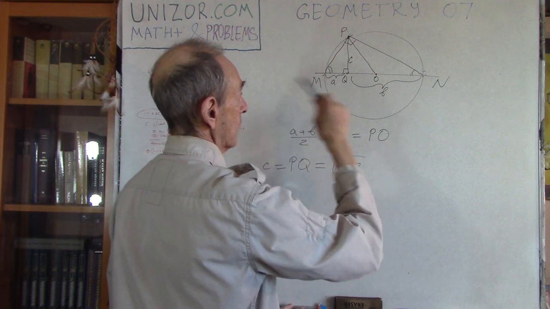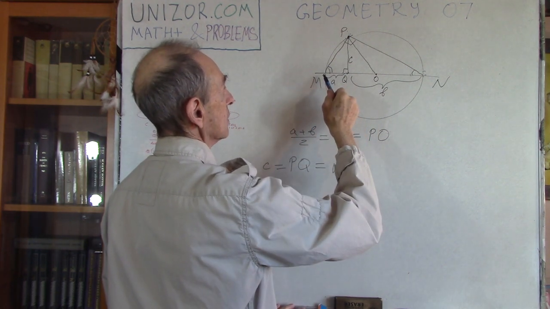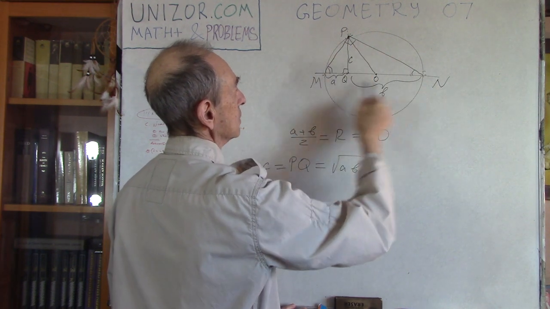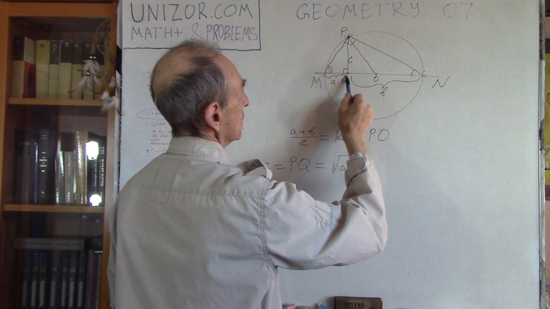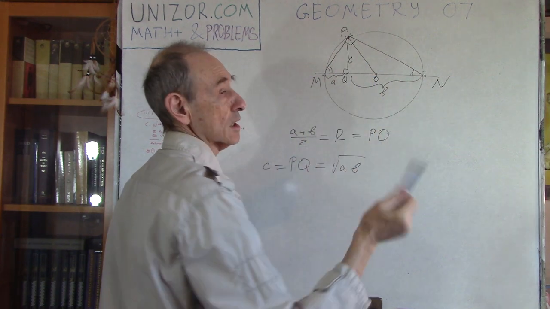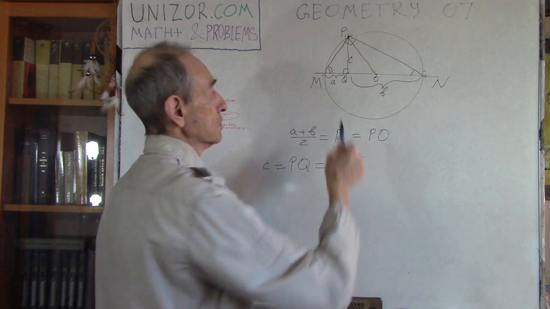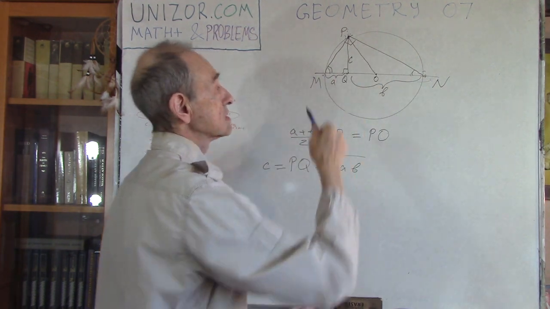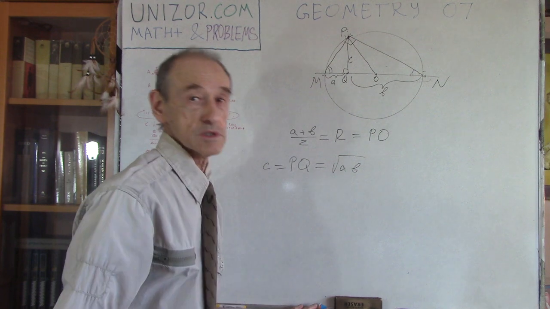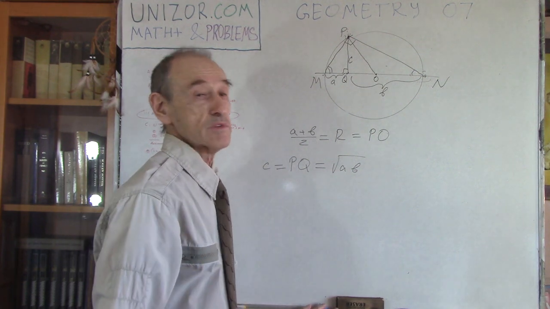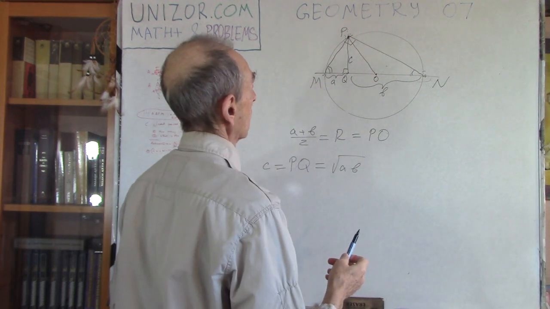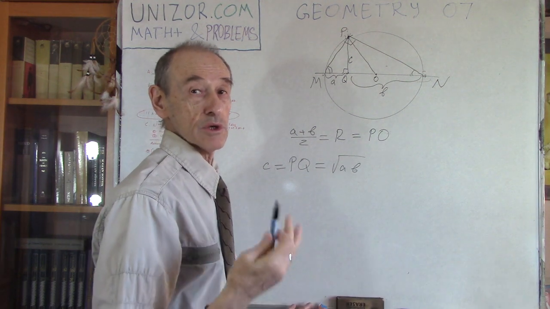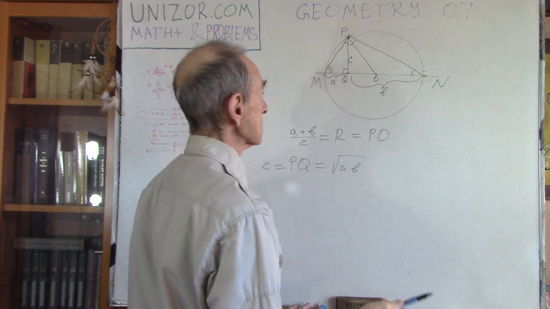So my point is that triangle PMQ is similar to the big one, and this one is similar to the big one. So all angles are equal between the small one and the big, and the medium one and the big, which means the small and the medium are also similar to each other because they have the same angles. Now, let's just express the similarity in proportionality of the sides.